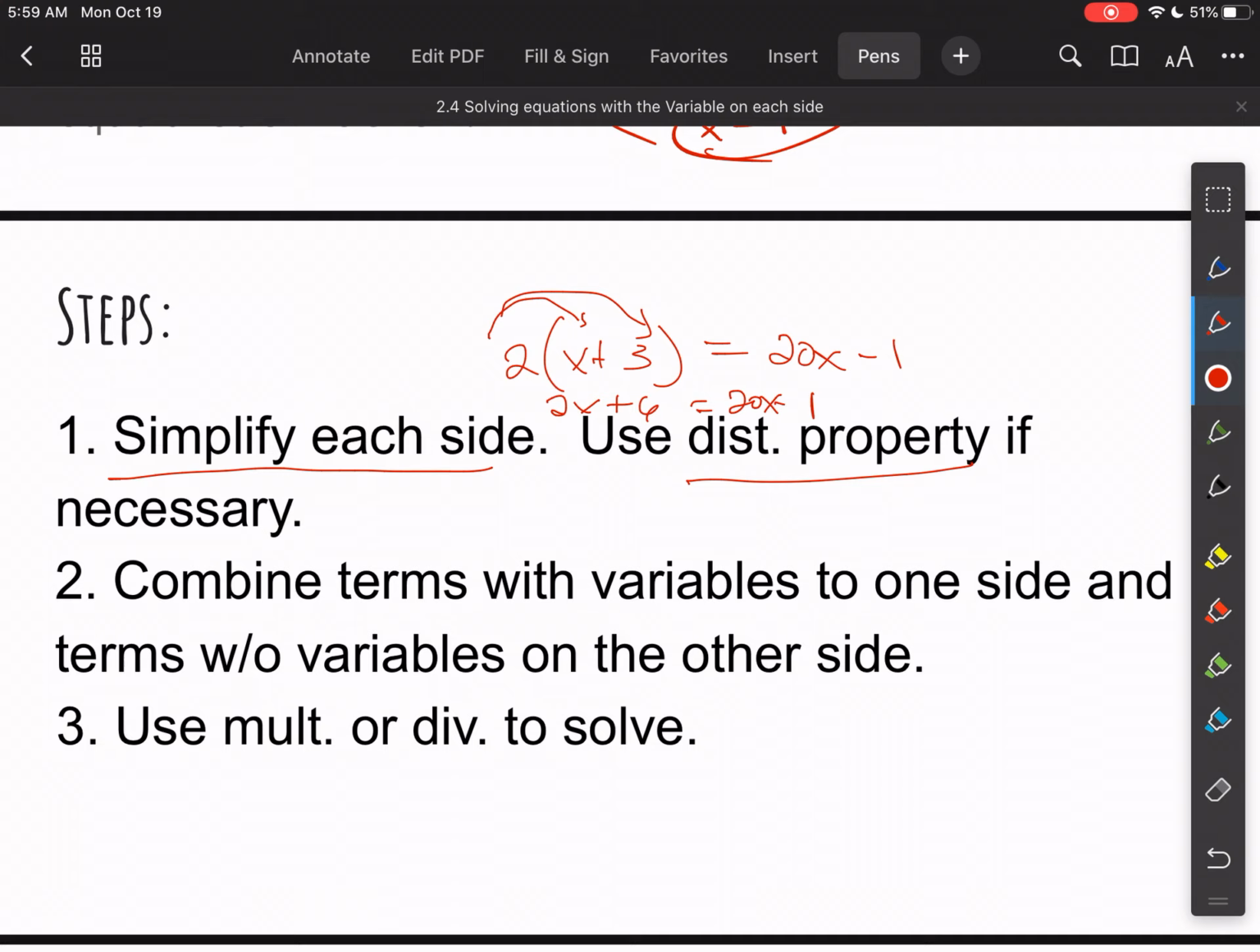So we simplify first. Then we're going to combine terms of variables to one side of the equation like I did. So I would move this 2x over here, right? And then I would move the things that are not x's to the other side. So we just kind of shuffle things around, if you will, to get the x or the variable terms on one side and the non-variable terms on the other. Then we use multiplication or division to solve it.